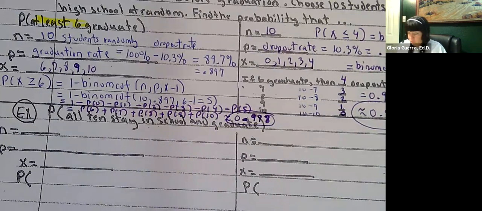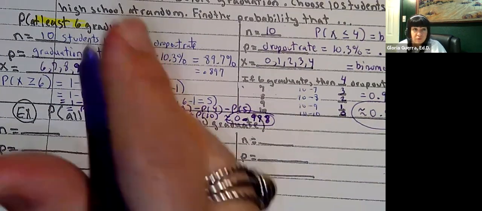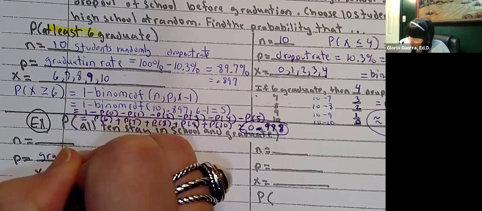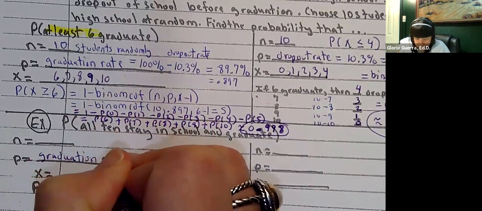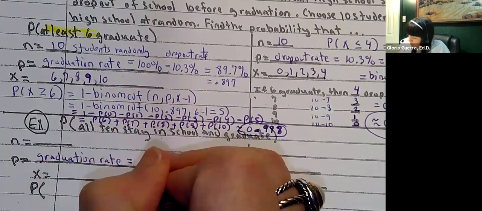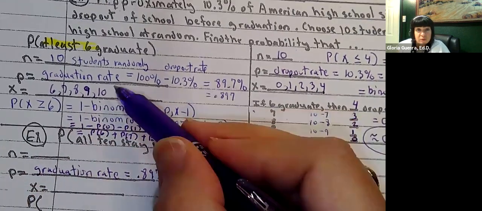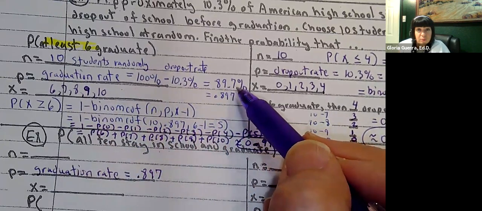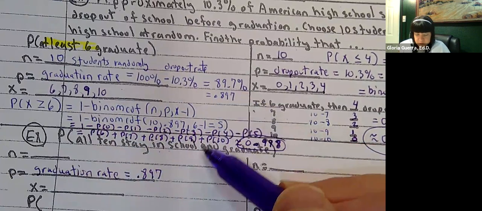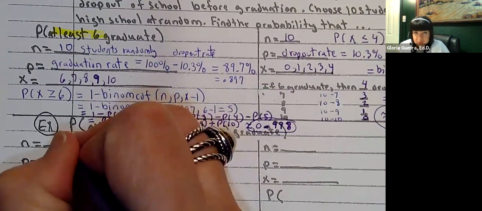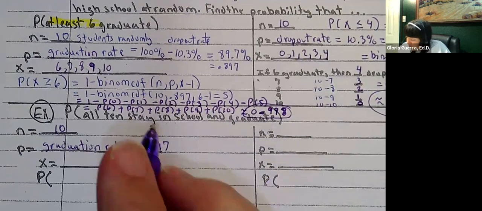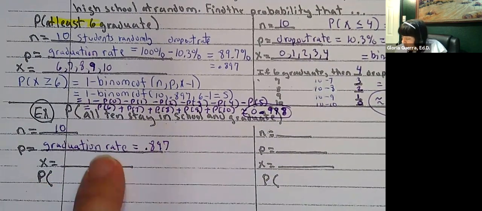Okay, so we keep this side the same as far as the graduation rate. P equals the graduation rate, which is 0.897. So I'm going to just grab that from here: 100% minus 10.3%, which is 89.7%. Move my decimal over 2 places to the left. And my N is still 10, right? 10 students in our trial here, randomly 10 students. Okay, and then here your X is graduation.